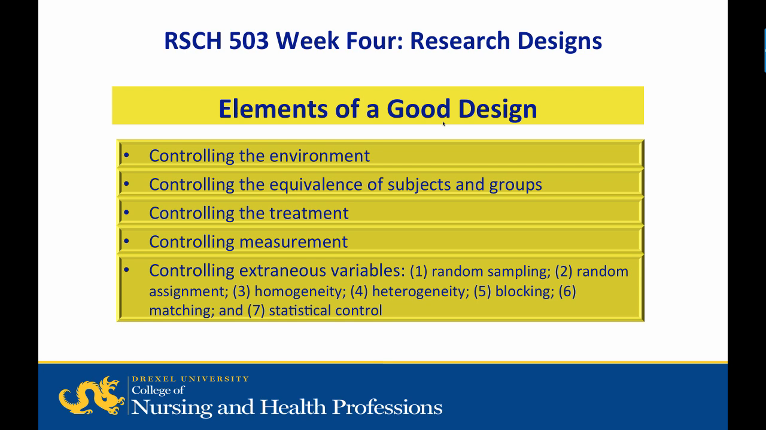3. Homogeneity of subjects on one or more extraneous variables. 4. Heterogeneity of subjects to reduce the risk of bias. 5. Blocking, that is, inclusion of subjects with various levels of an extraneous variable. Controlling the number of subjects at each level of that variable along with random assignment to groups within the study. 6. Matching as described previously, and 7. Statistical control.